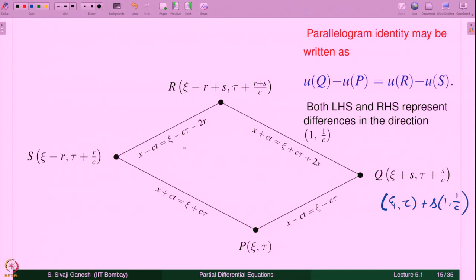So, if you divide these differences by small s and then take the limit as s goes to 0, what we get is the directional derivative of U in this direction (1, 1/c) at the point P. Similarly, if you look at U of R minus U of S divided by small s, then we get the directional derivative of U at the point S in the direction (1, 1/c).